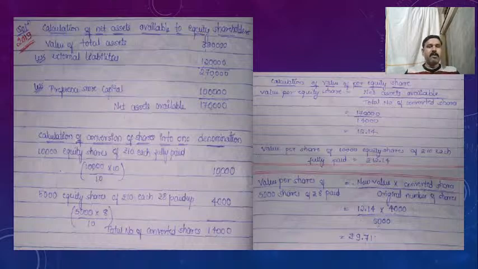Calculation of net assets available to equity shareholders. Value of total assets 3,90,000. Less external liabilities 1,20,000, then less preference share capital 1 lakh, net assets available to equity shareholders is 1,70,000.